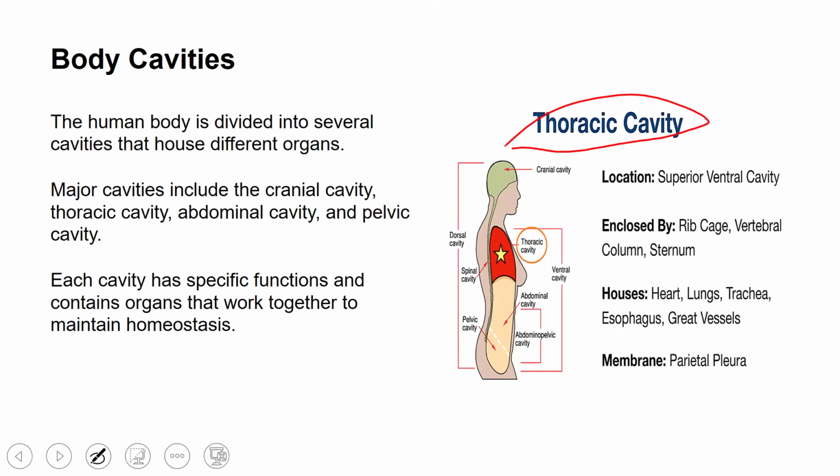So the human body is divided into several cavities which contain or house different organs. We take the thoracic cavity and the cranial cavity; all these are cavities that contain different organs, and they work together in order to maintain a homeostatic condition.